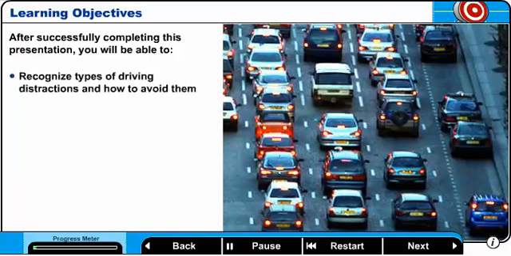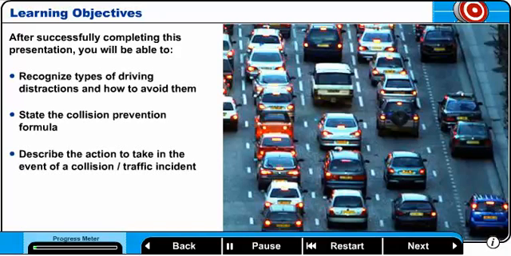You will also be able to recognize types of driving distractions and how to avoid them, state the collision prevention formula, and describe the action to take in the event of a collision or traffic incident. So let's get started.